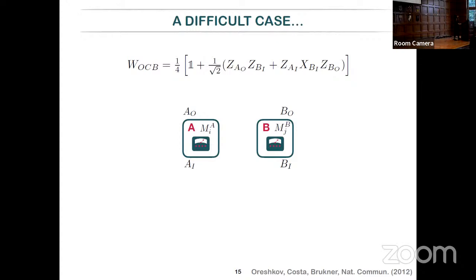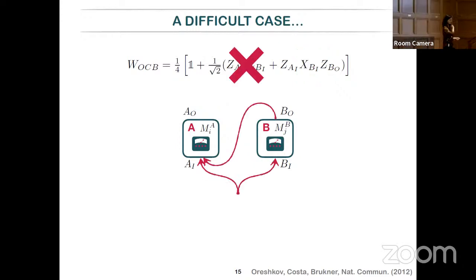Now let's look at this W. Forget that term. In the remaining one, we have a term that goes from A output to B input, so this is a channel from A to B. Then forget about the other term. You see we have a term on A input and B input, so that's a shared state. And then we additionally have a term on B output, so it can also have a channel from B to A. We call this a channel with memory.